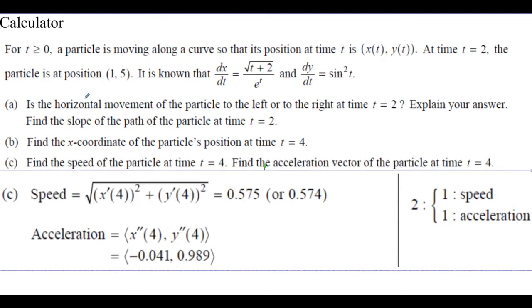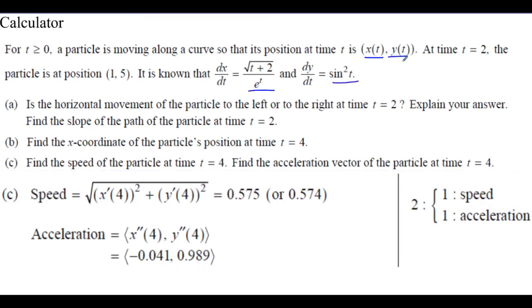Find the speed of the particle at time t equals 4. Find the acceleration vector of the particle at time t equals 4. So the speed is the magnitude of the velocity vector. And if you use these right here, there's the velocity vector. That's the position. Here's the velocity. And if you do the magnitude on the velocity vector, you get speed.